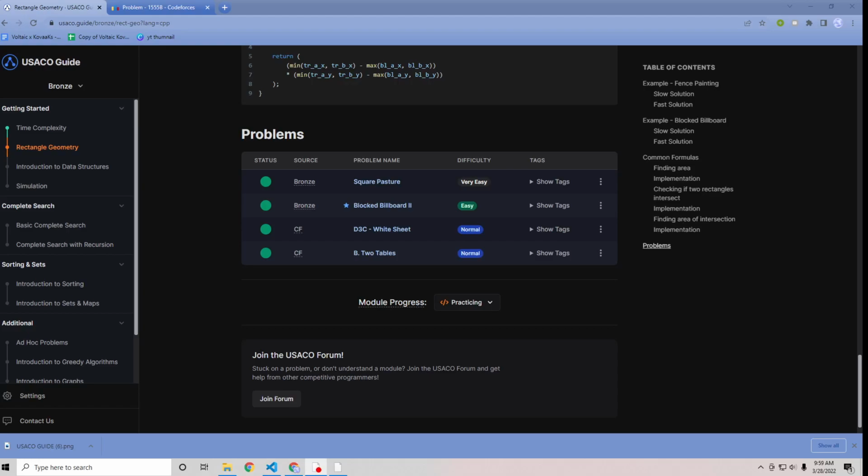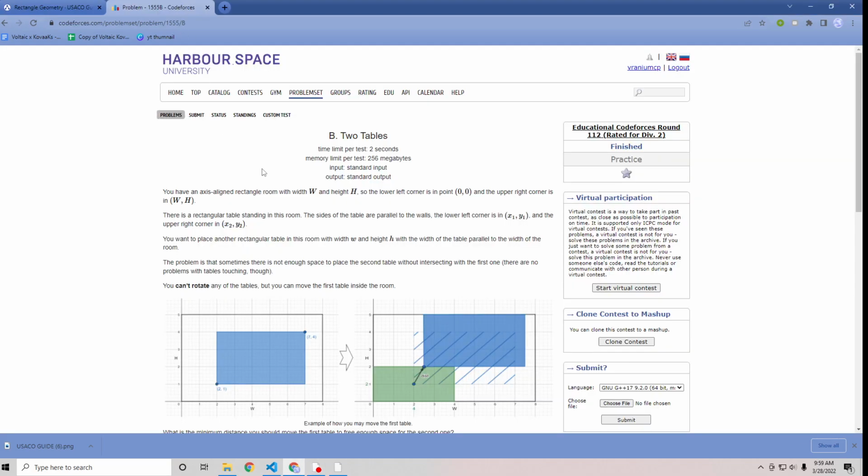Let's move on to the final question in the rectangle geometry section, called Two Tables. In this problem, you have an axis-aligned rectangle room with width W and height H. The lower left corner is the point (0, 0), and the upper right corner of the room is (W, H). There is a rectangular table standing in this room. The sides of the table are parallel to the walls. The lower left corner is (x1, y1), and the upper right corner is (x2, y2).